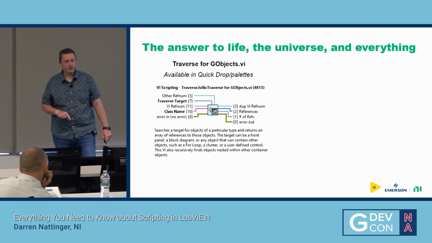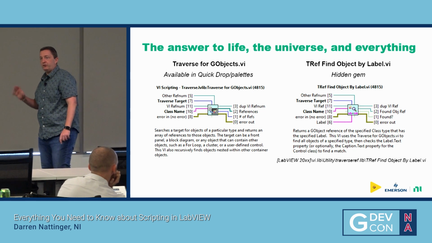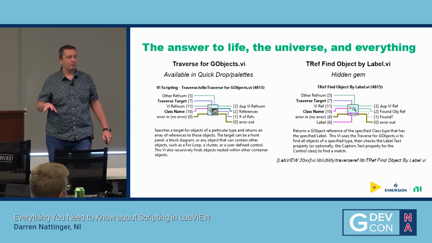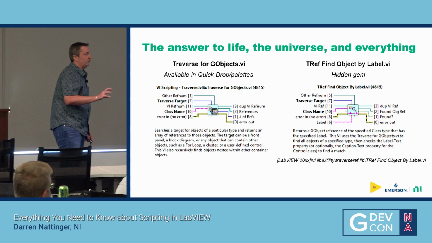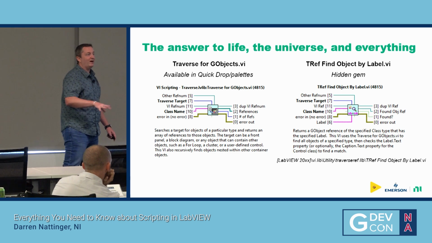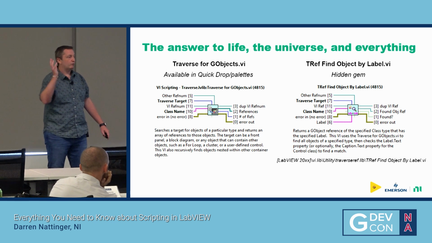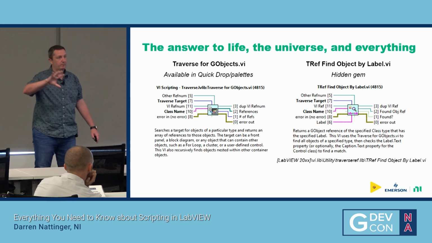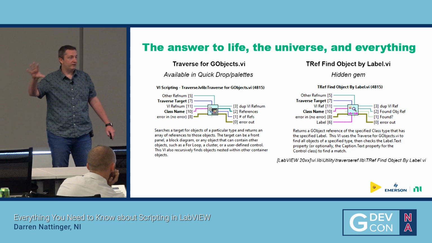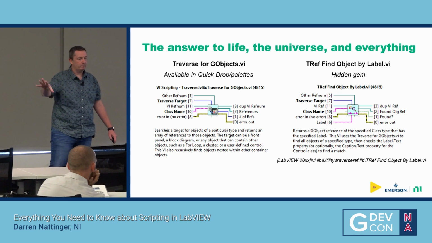All right, traverse for GObjects and tref find object by label are two of the most interesting VIs that are part of LabVIEW. They are ways to find things in VIs when you're doing code inspection and template development. Traverse for GObjects is in the scripting palette. tref find object by label is a hidden gem that's in LabVIEW.